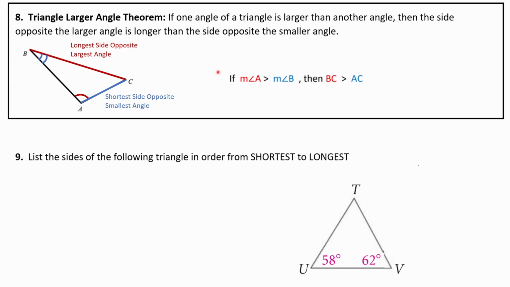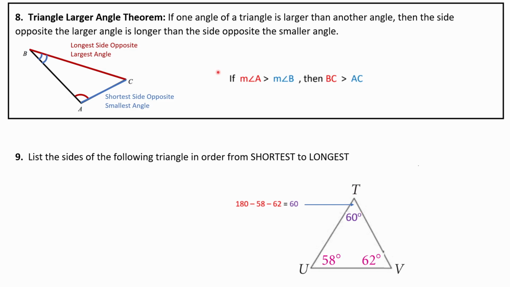Okay, well, it would be convenient if we had all three of the angles. However, we're missing one of them, so we can use the fact that all three angles of a triangle add up to 180 to get our missing angle. So I take 180, subtract the 58, and subtract the 62 to get that angle T has a value of 60 degrees.